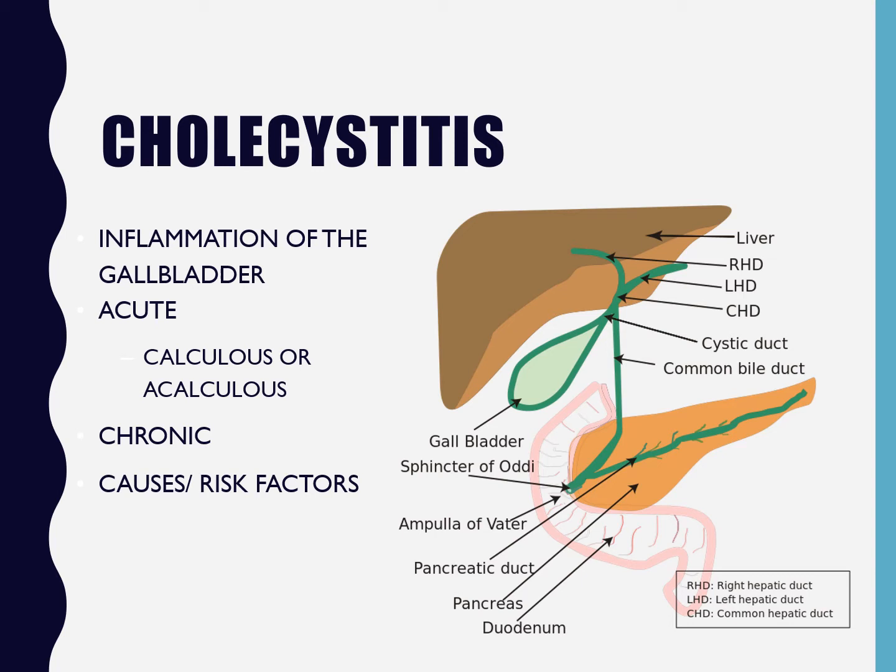Okay, it is commonly seen in those who have chronic cholecystitis, though it actually can occur in somebody who has acute cholecystitis as well. The jaundice is usually caused by the obstruction of the bile flow.